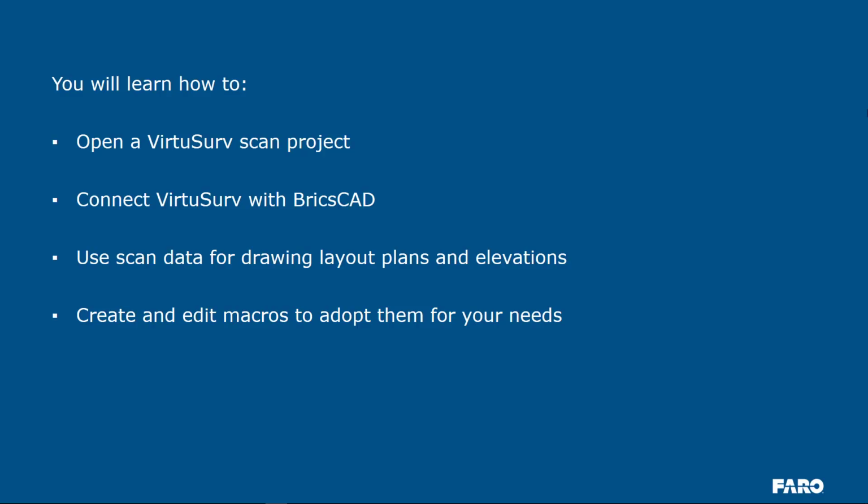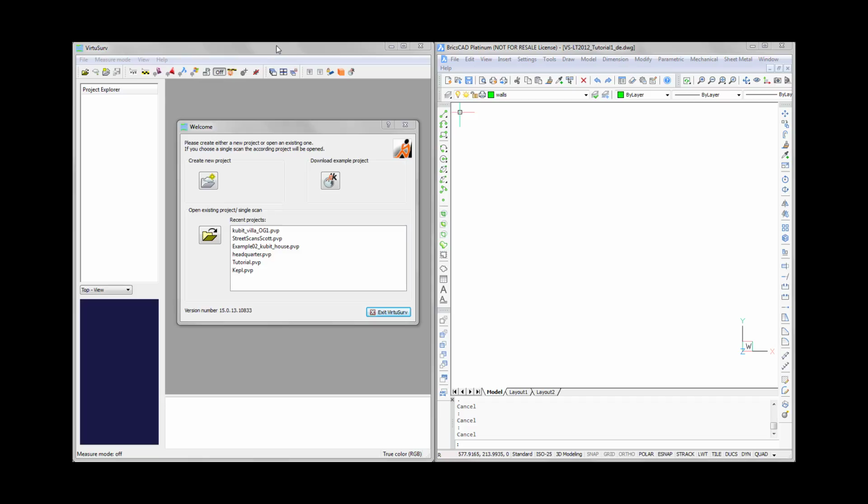Welcome. In this video you will learn how to open a VirtuSurv scan project, connect VirtuSurv with BricsCAD, use scan data for drawing layout plans and elevations, and create and edit macros to adopt them for your needs. As you might know, BricsCAD itself does not have any laser scan data support, no point cloud engine or anything. So we will use VirtuSurv software to transfer information from the laser scan data into our BricsCAD drawing.